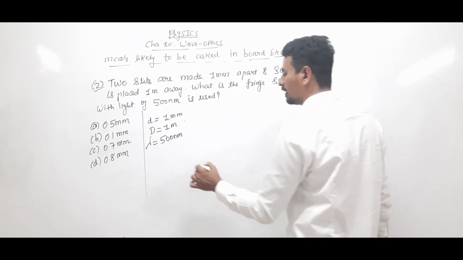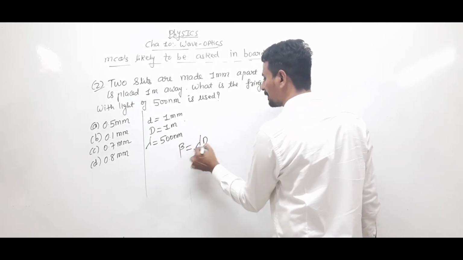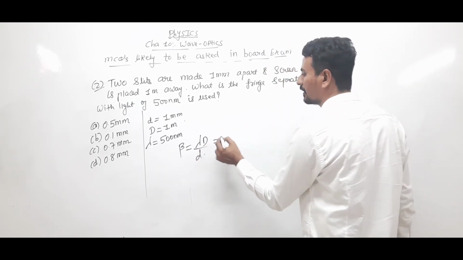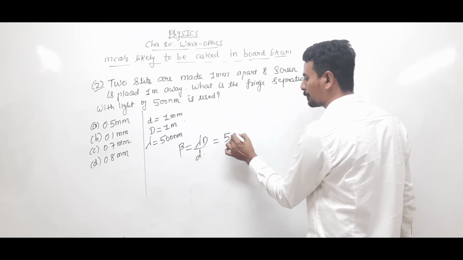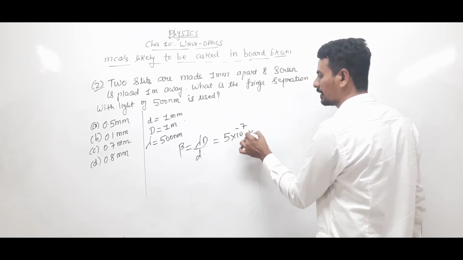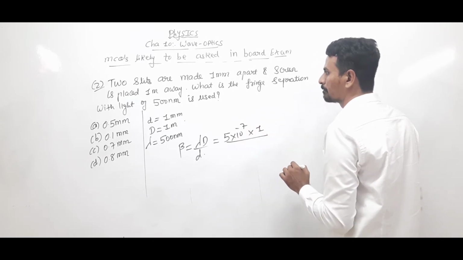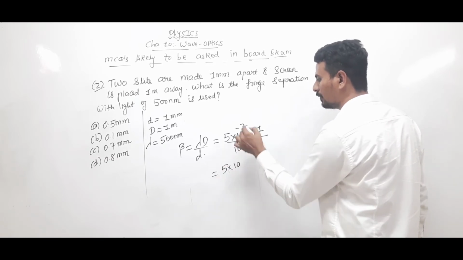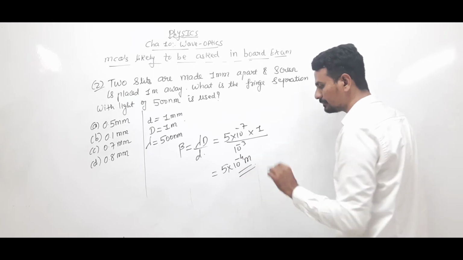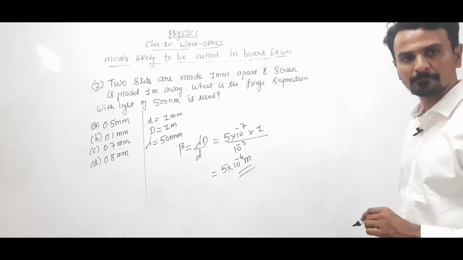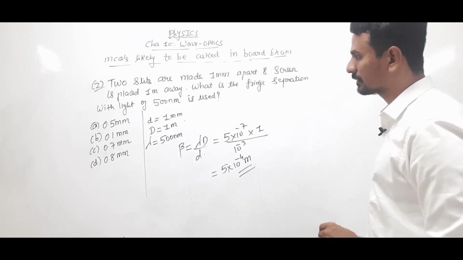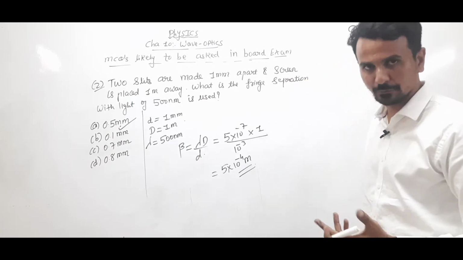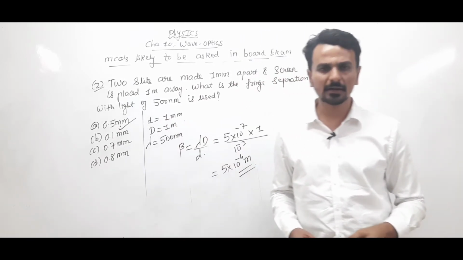Fringe separation is lambda D by d, the distance between two bright or dark fringes. Substitute the values, which are already given: 500 nanometers, so 5 into 10 raised to minus 7 meter, D is 1, upon d, 1 mm, 10 raised to minus 3. So this will be 5 into 10 raised to minus 4 meter, that is 0.5 mm, 0.5 into 10 raised to minus 3. So A is your correct option. Clear? The next one.